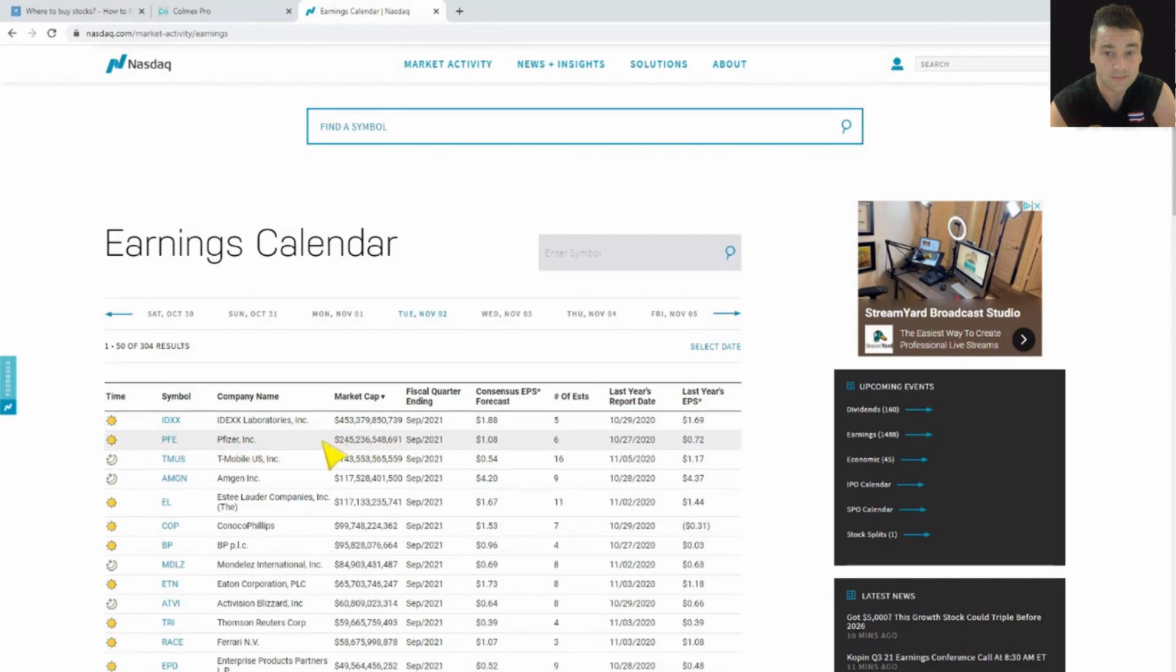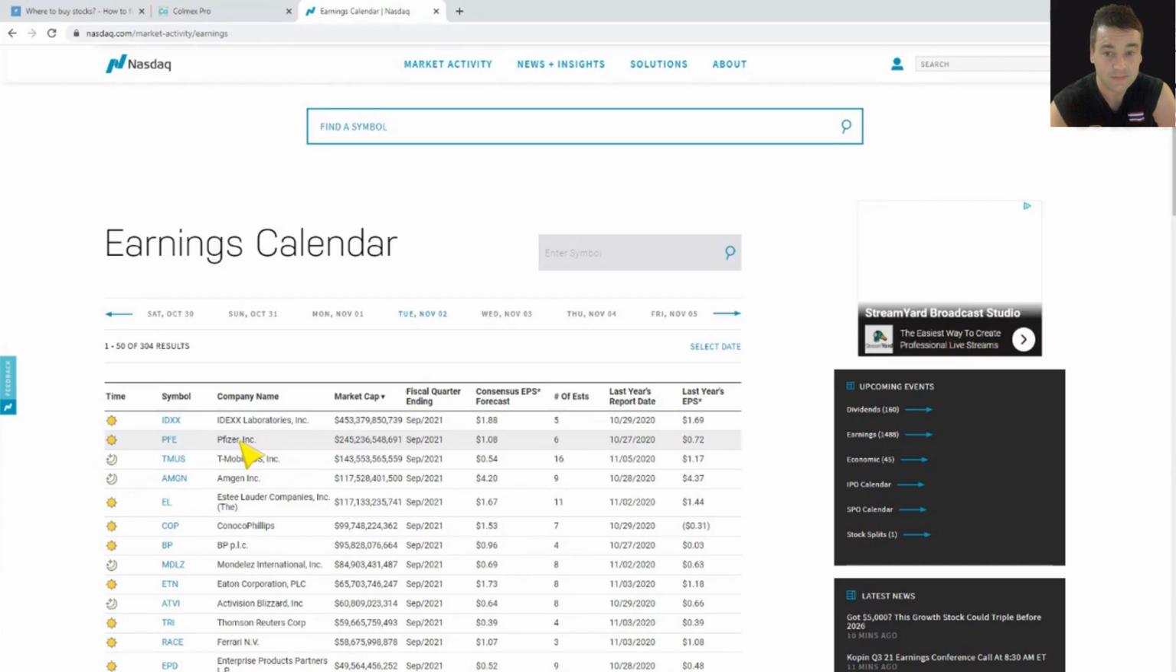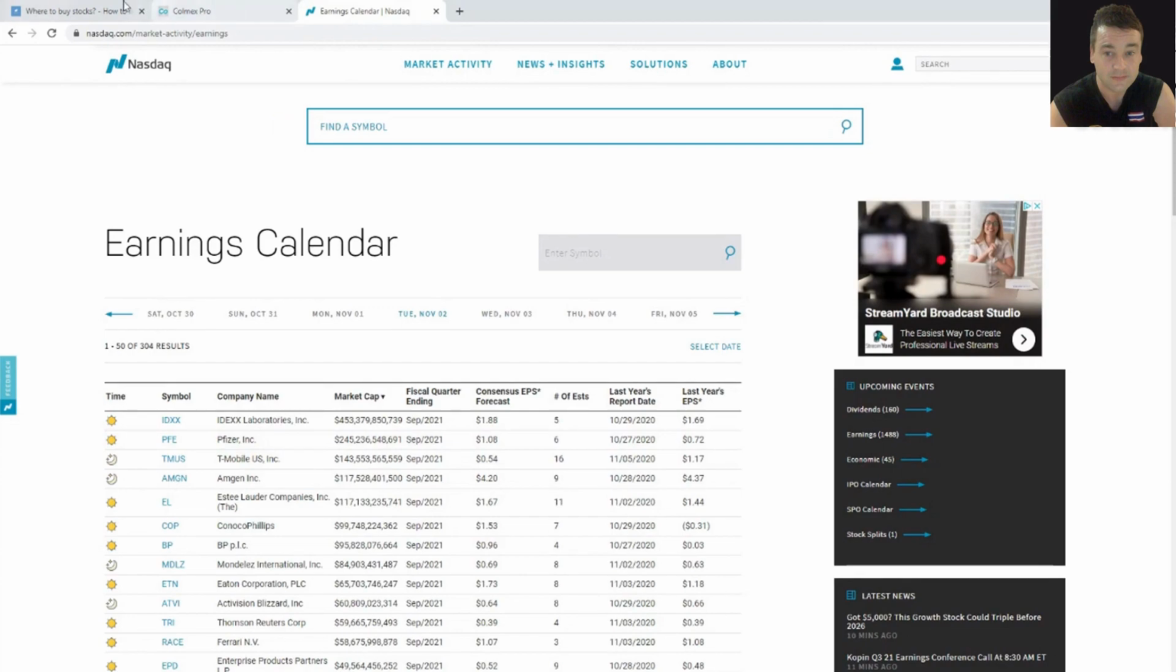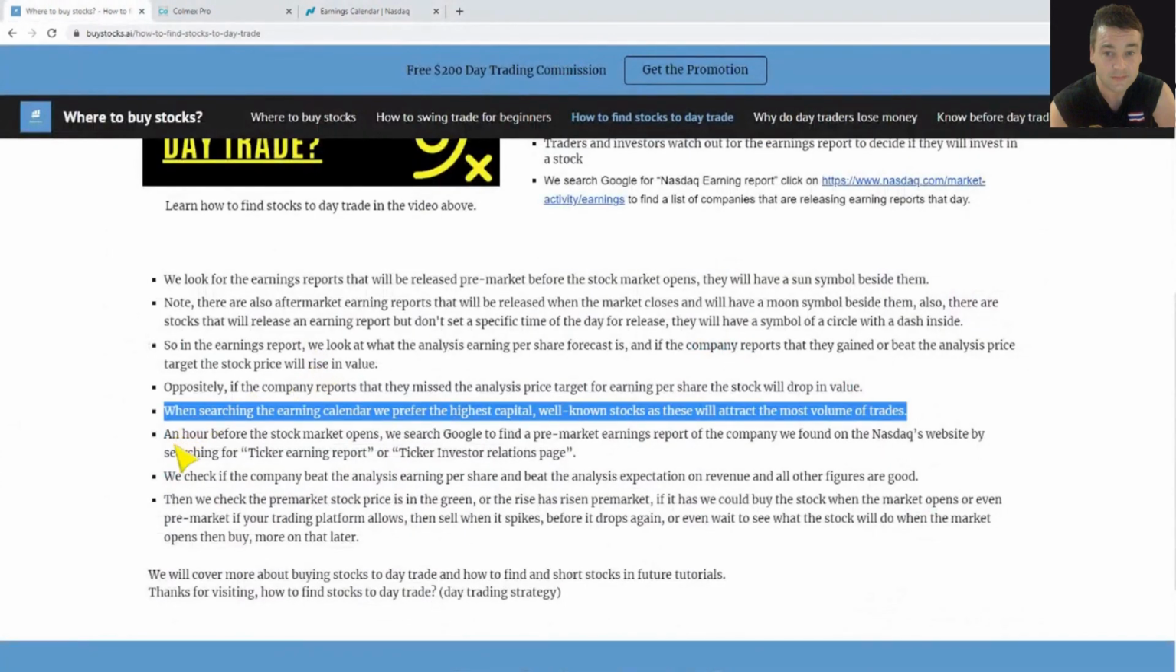We're looking for the most well-known companies, so everyone knows Pfizer. T-Mobile would be a good one too, but it's after the market closes. Okay, so I'll not be trading that today. But the best well-known companies that everyone knows, people have emotional attachments to, and they're going to invest in these companies, and they're going to have the most volume of trades. Okay, so that's the one we're going to look at now.